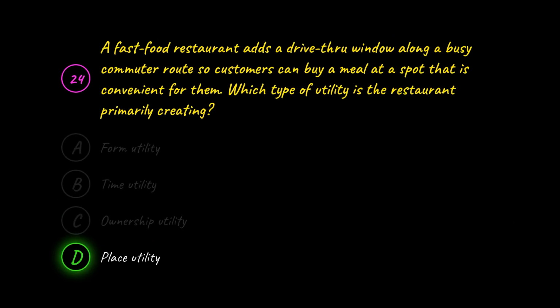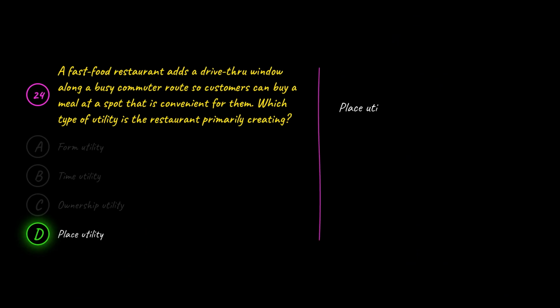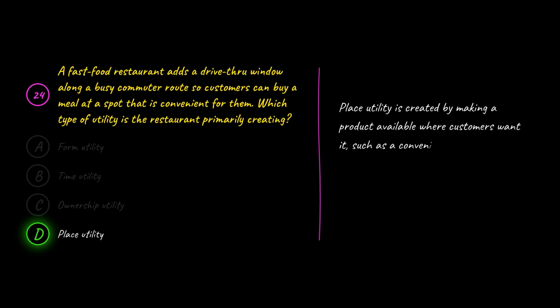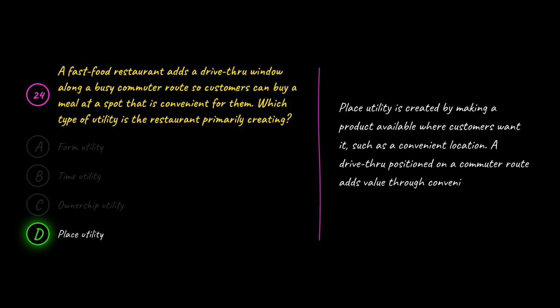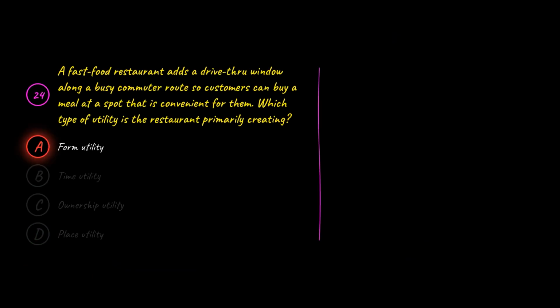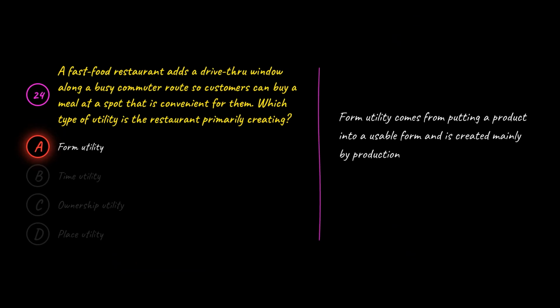The correct answer is D. Place utility. D is correct because place utility is created by making a product available where customers want it, such as a convenient location. A drive-through positioned on a commuter route adds value through convenient location, which is place utility. A is wrong because form utility comes from putting a product into a usable form and is created mainly by production, such as turning flour into bread. It is not about where the product is sold.